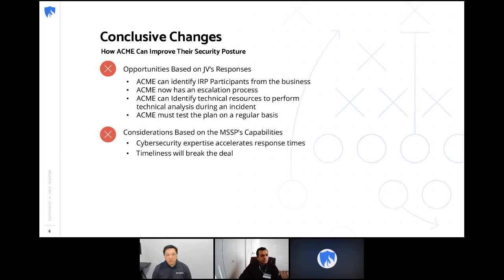All right, so let's go over some conclusive changes that we could implement for you. From the business side, in the incident response plan, we need to identify the participants from the business, be it a C-level executive, legal, HR, etc. And having an escalation process in place. You mentioned there was one, but it's always good to formalize it inside of a cybersecurity incident response plan. That way, whether you or one of your senior managers refers back to the plan, they know exactly who to call and who to inform, in case you're ever not available.